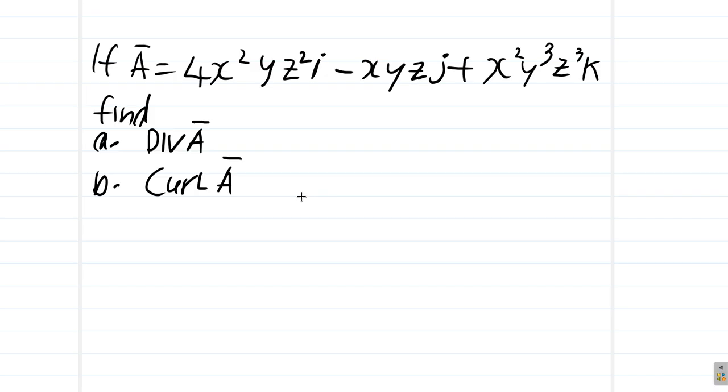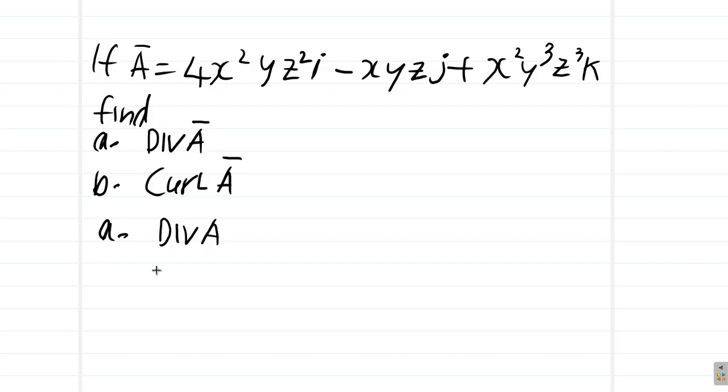Now, I'm going to ask you to write this down. Pause the video, write it down, and then work out both of them before you continue watching the video. Okay, are you finished? You found divergence. Now let us look at what this is about. So we're doing part A now: divergence A.